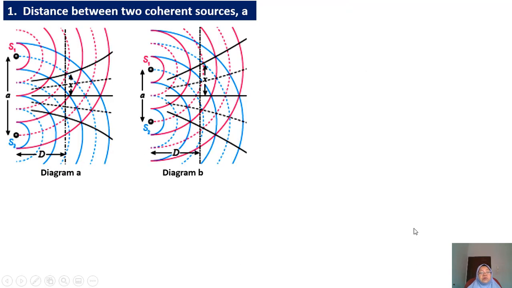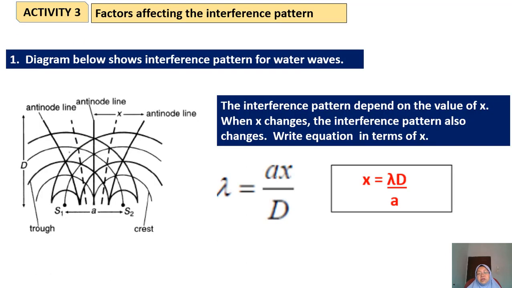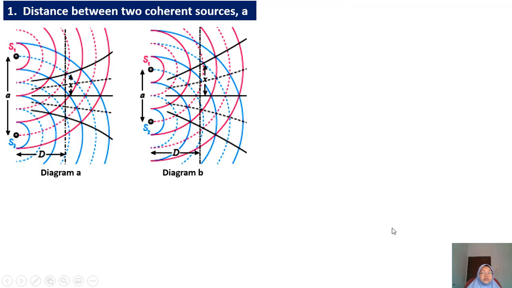Now we look at the first factor. Remember, x depends on three factors: lambda, D and a. So we are going to discuss the three factors. We take the first one, a, the distance between the two coherent sources. We are given two diagrams, diagram A and diagram B. This is a, S1, S2, the distance between the two dippers. For diagram B, this is a, and this is D, and here is the x.